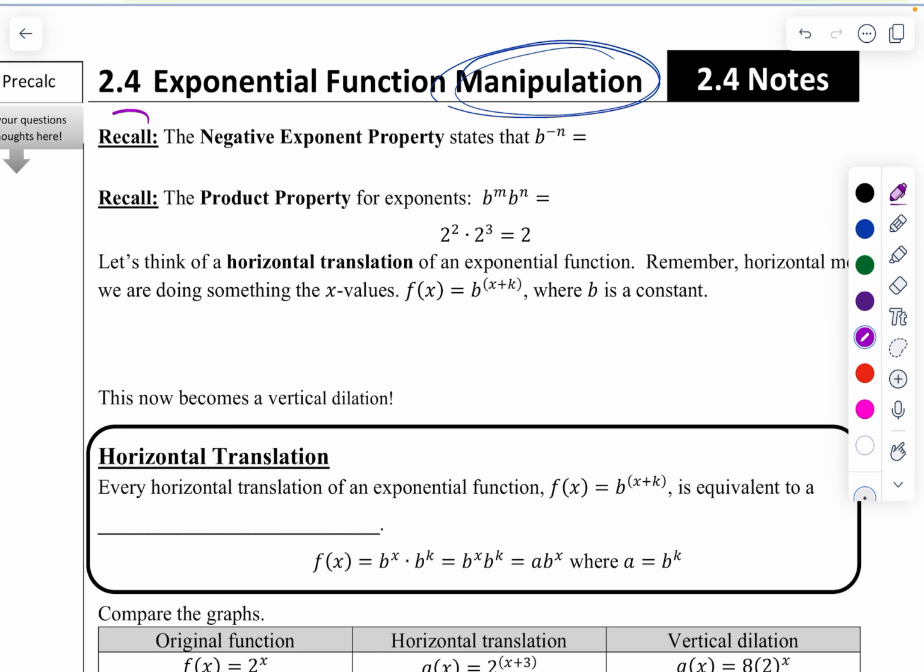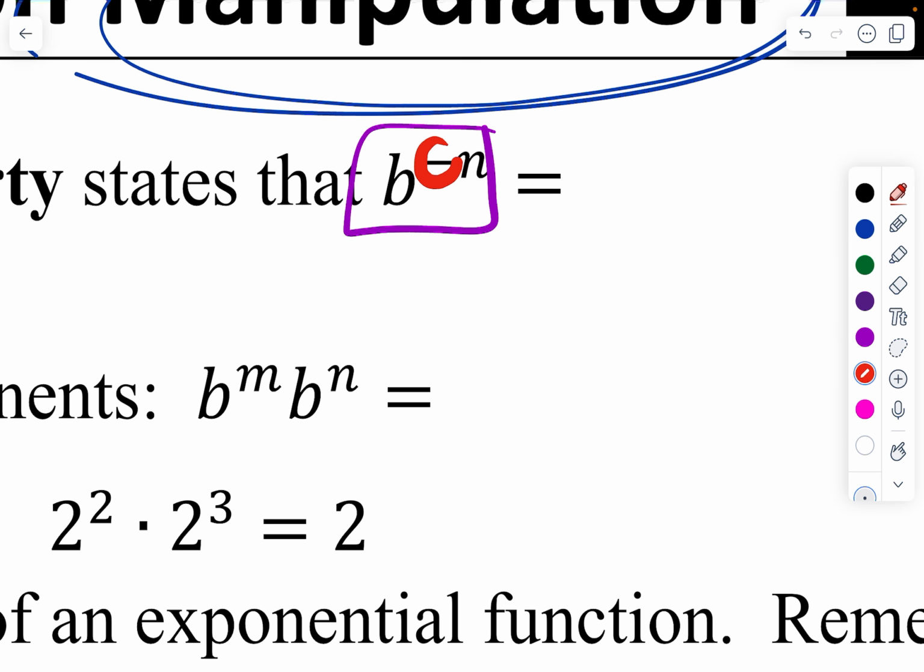So here we go. I want you to think back and recall the negative exponent property. So remember, when we see a number to a negative exponent, this negative becomes a 1 over, and the b to the n, or the base number to the exponent, goes in the denominator, okay?